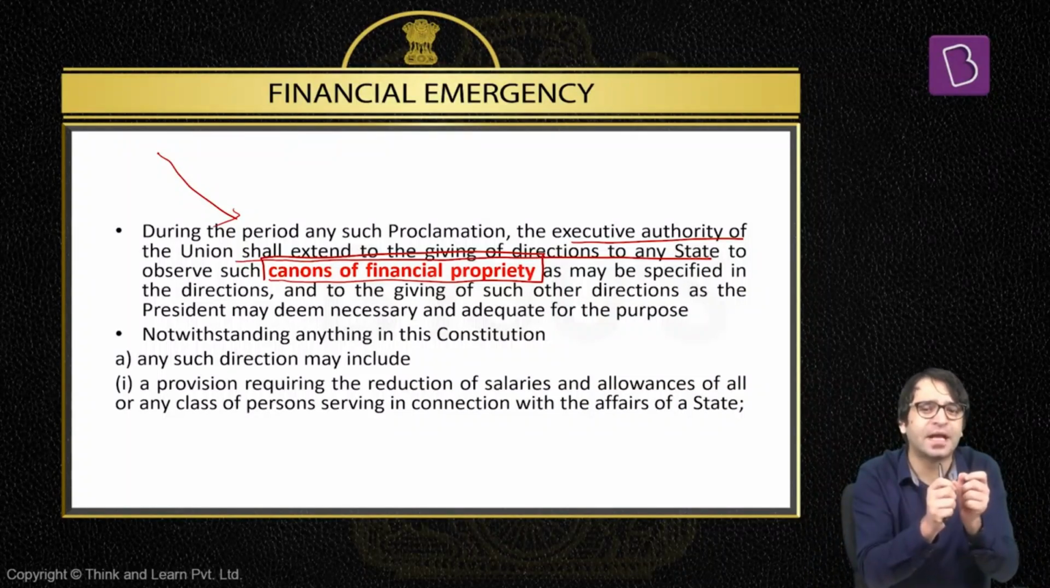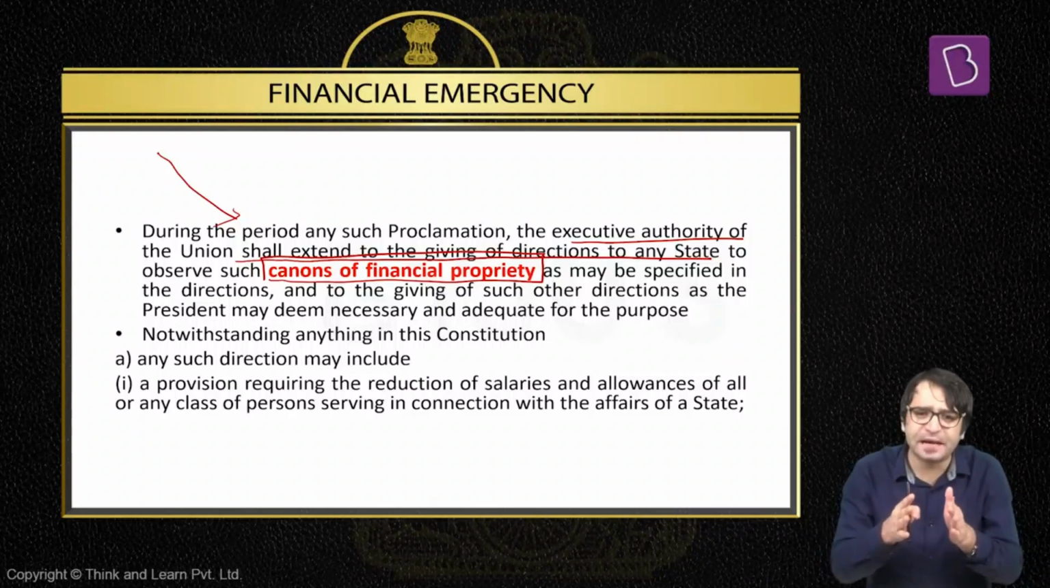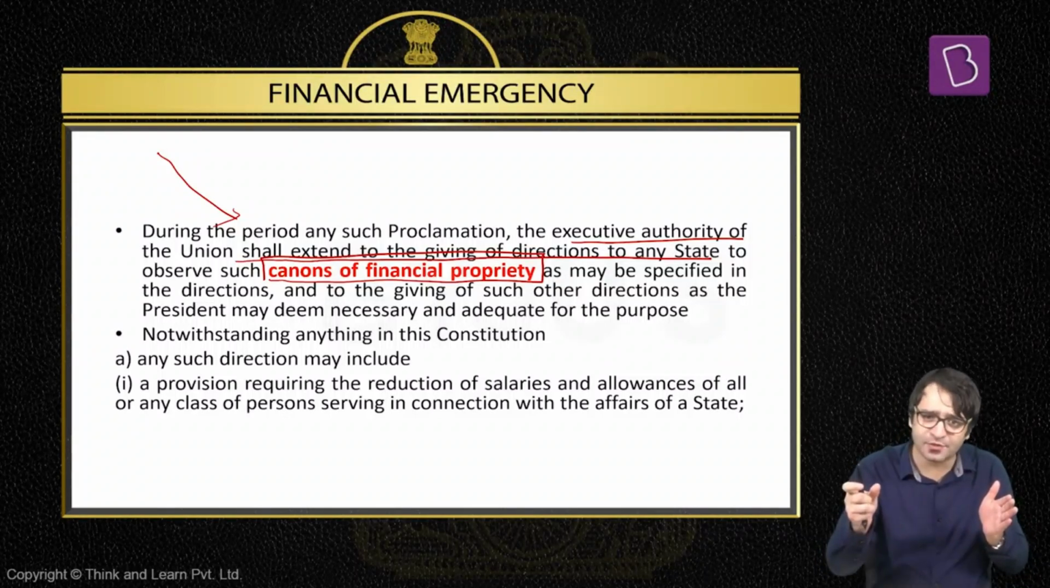But we may get to know what we mean by these canons of financial propriety. Don't travel business class, which means during financial emergency, the directives can be issued by the center to the states. Please observe canons of financial propriety. Other directives can also be issued.